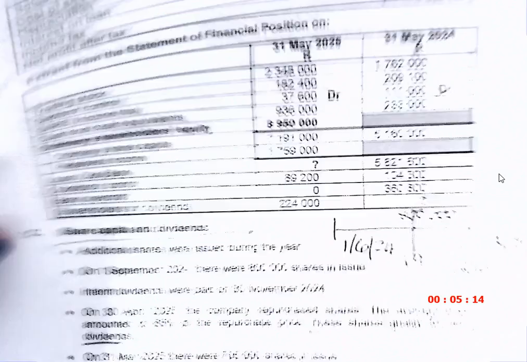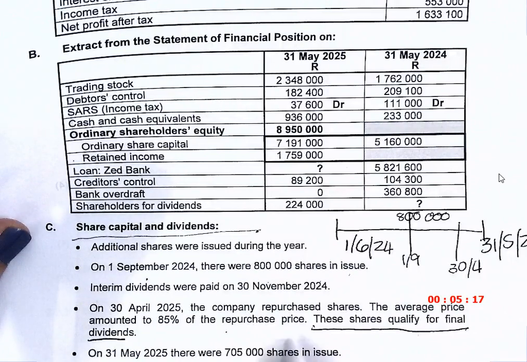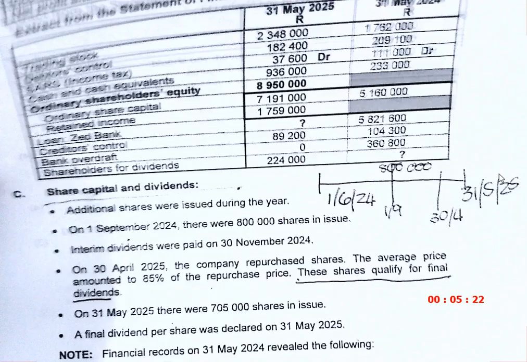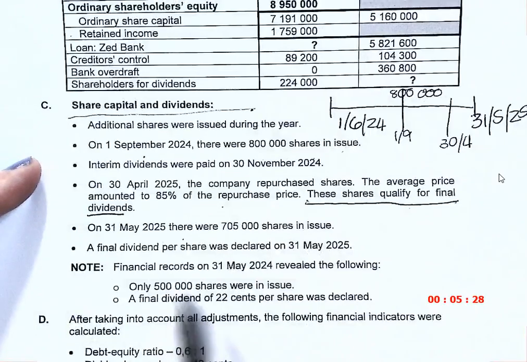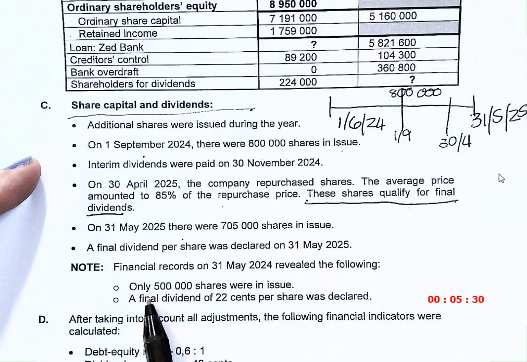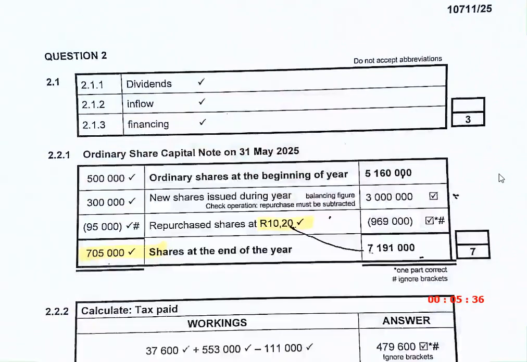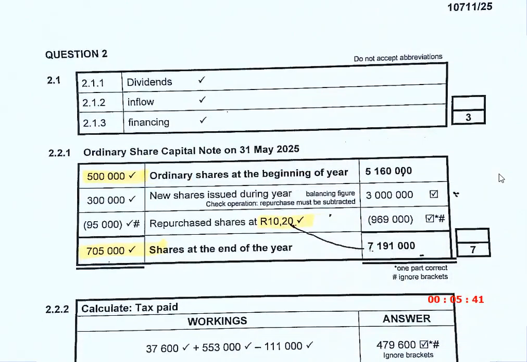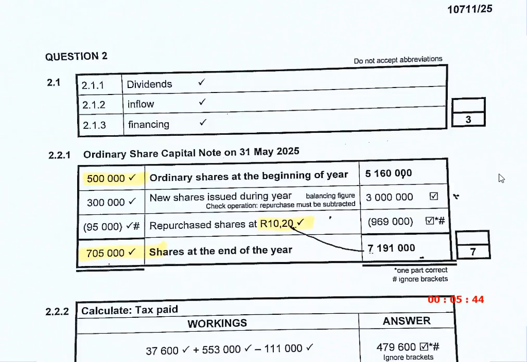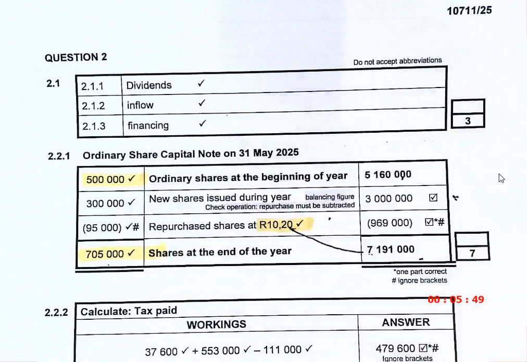Okay, now let's see. Okay, final financial records, the end of last year. 500,000 shares were in issue. So they give you this one. Okay? Everybody with me? So I already got 1, 2, 3 marks given. Now it starts getting difficult.